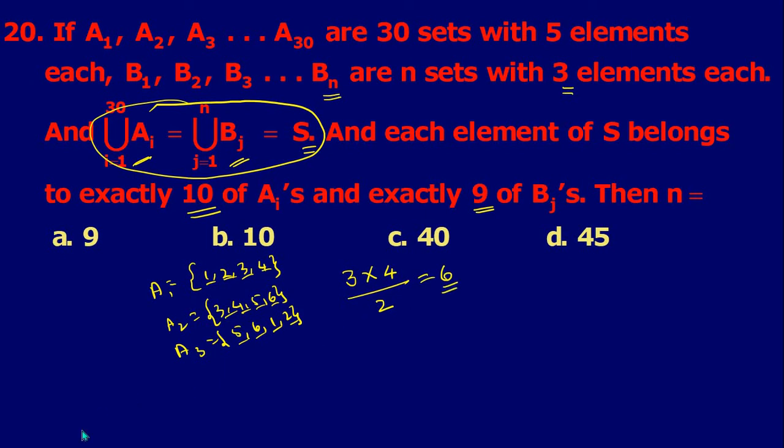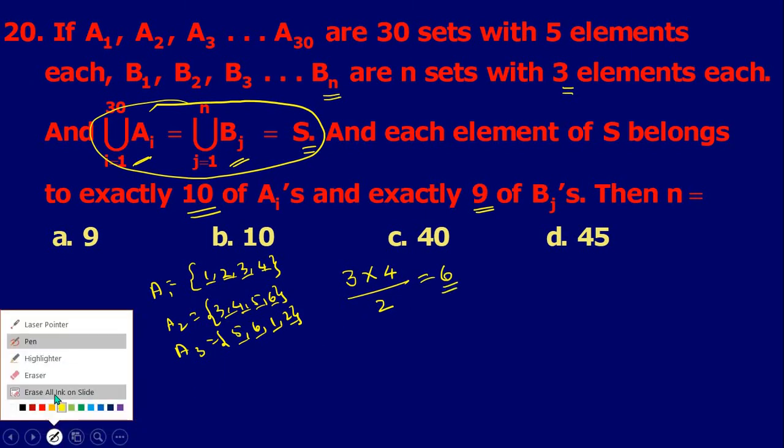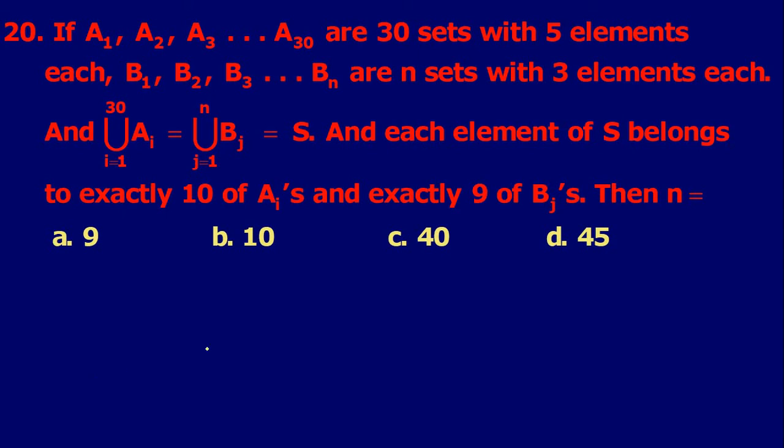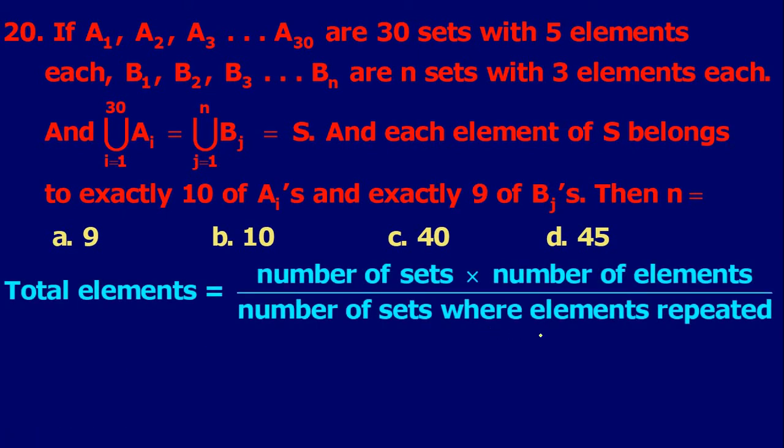So here, to calculate the total elements, we have to multiply the total number of sets into the number of elements in each set, divided by the number of sets in which the elements are repeated. Here you have to divide by the number of sets in which the elements are repeated. So when we consider the sets Ai, that is A1, A2, A3 etc., there are totally 30 sets.